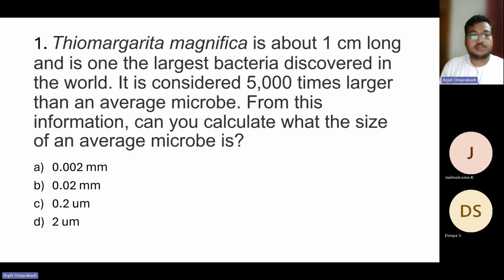The first thing is Thiomargarita magnifica is about 1 centimeter long and is one of the largest bacteria discovered in the world. It is considered 5,000 times larger than an average microbe. From this information, can you calculate what is the size of an average microbe? Can anyone answer this? Or can anyone tell me how we can solve this?